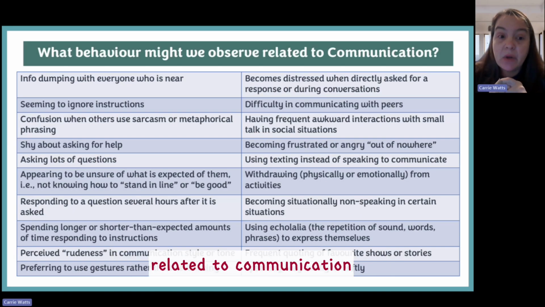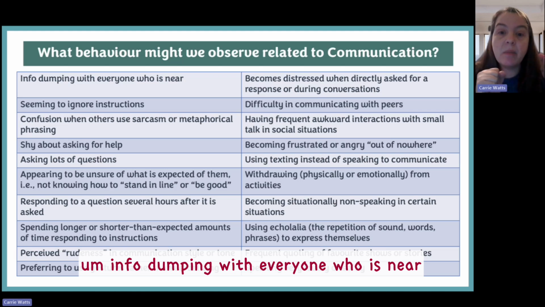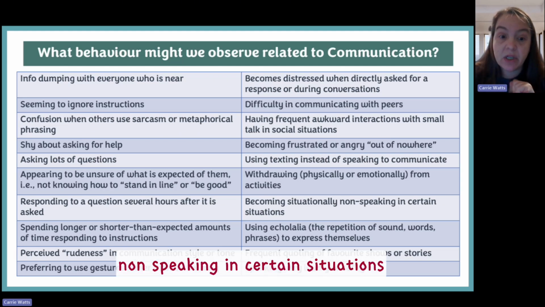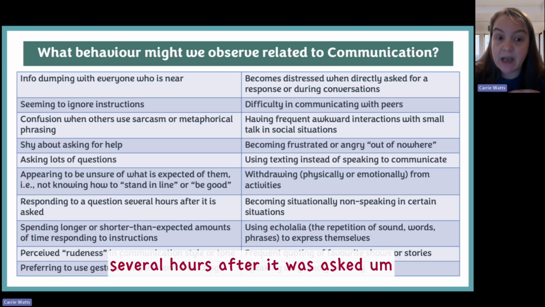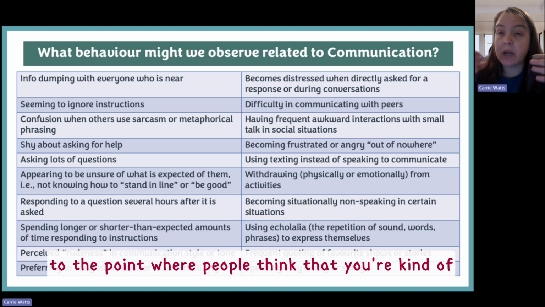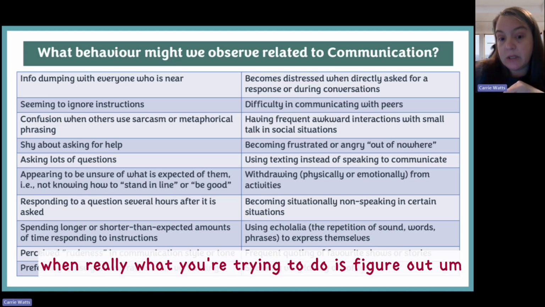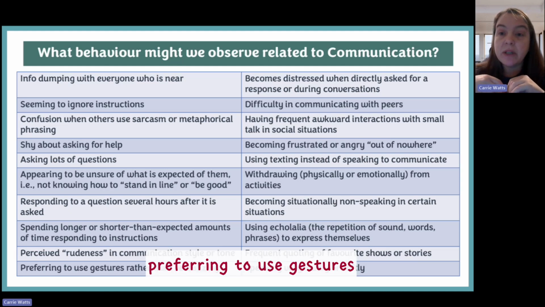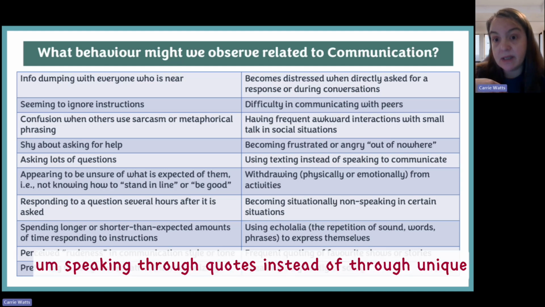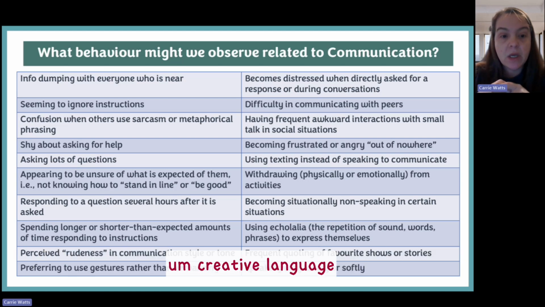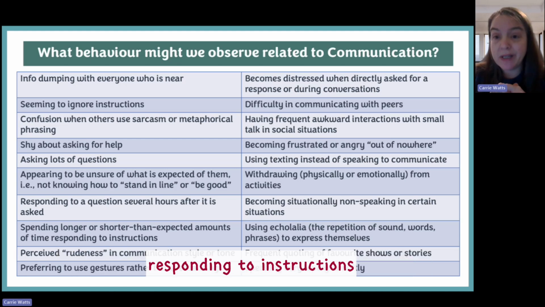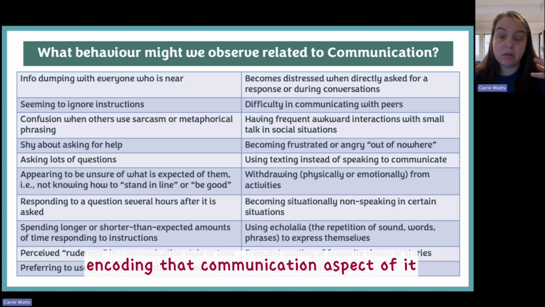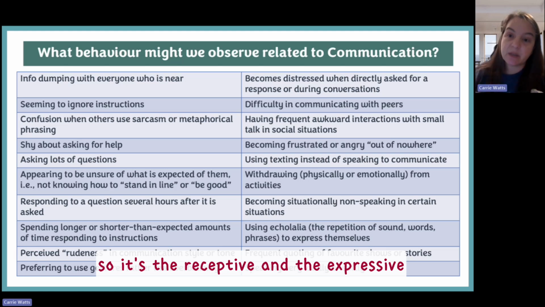So what behavior might we observe related to communication? Info dumping with everyone who is near, becoming distressed when directly asked for a response or during conversations, becoming situationally non-speaking in certain situations, responding to a question several hours after it was asked, asking lots of questions to the point where people think that you're questioning their understanding when really what you're trying to do is figure out what information you're supposed to be taking away, speaking too loudly or too softly, preferring to use gestures, speaking through quotes instead of through unique creative language, spending longer or shorter than expected amounts of time responding to instructions. All of these things are about how we're processing information, how we're encoding that communication aspect of it, and then how we're expressing it, right? So it's the receptive and the expressive.